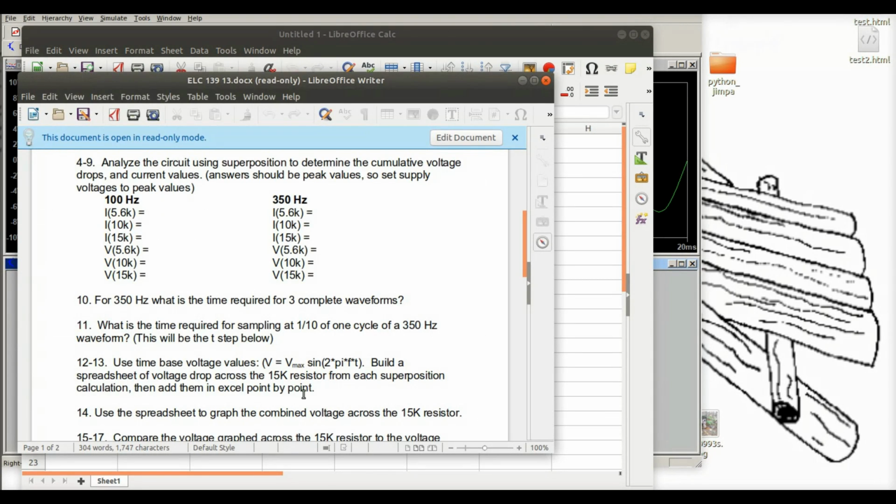I'm going to use this equation, which is a pretty straightforward equation. V max is my V amplitude in this equation. They are the same thing. And it's V max times sine of 2 pi times frequency times time. That's a pretty common equation.